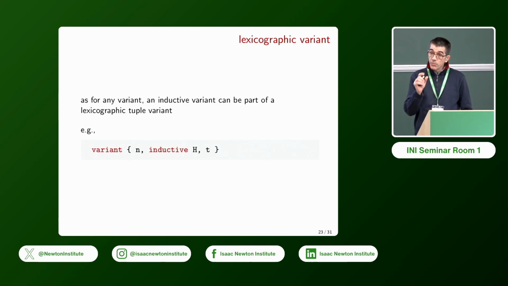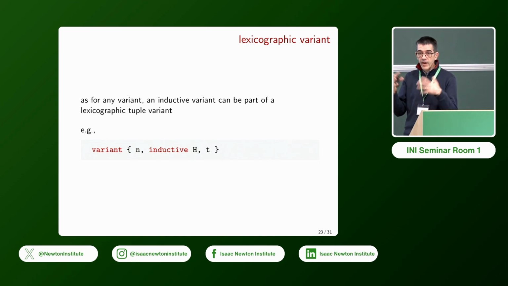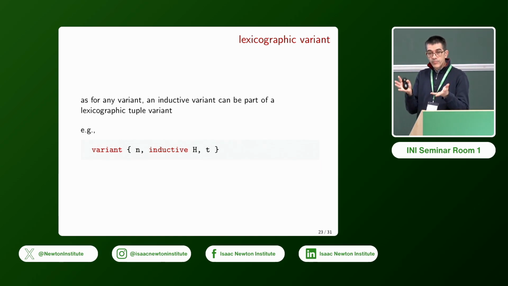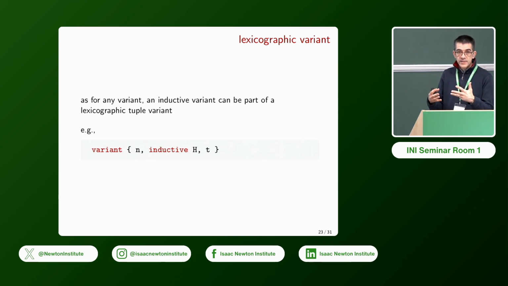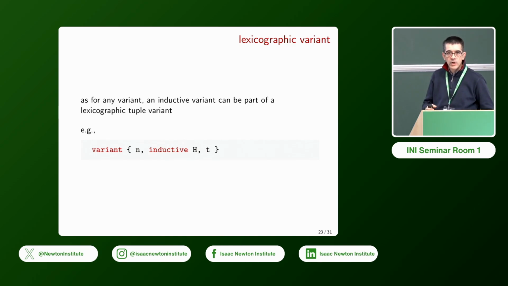And you can mix. The nice thing is that you can mix this new kind of variant with other variants in a lexicographic way. So for instance, you could have a variant which is a lexicographic tuple of an integer, an inductive proof, and a tree, or whatever. For the VCGen of Why3, it makes no difference. It will generate the predicate corresponding to the lexicographic order, and when it comes to the inductive, it will generate this disjunction of equalities that we saw on the previous slide.